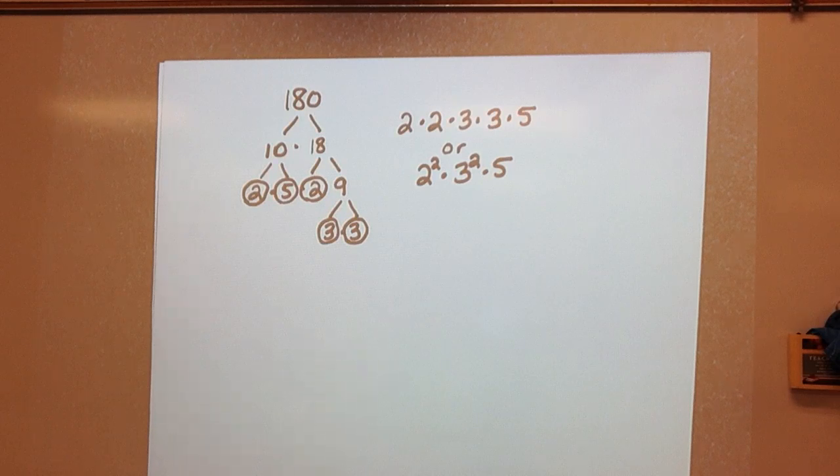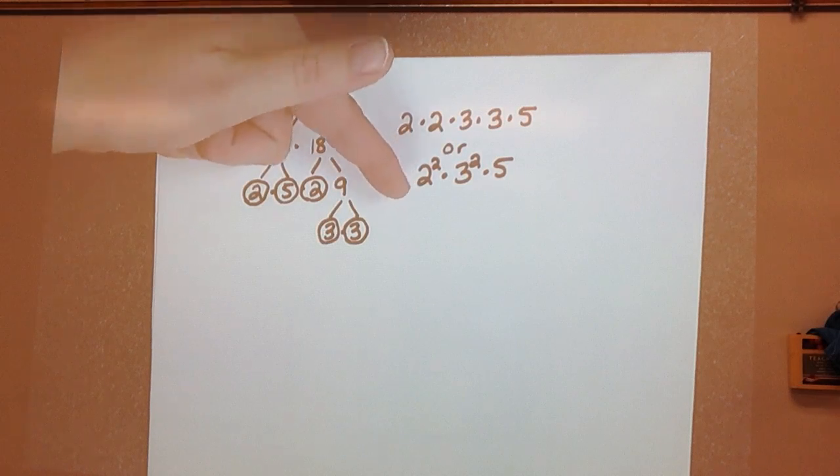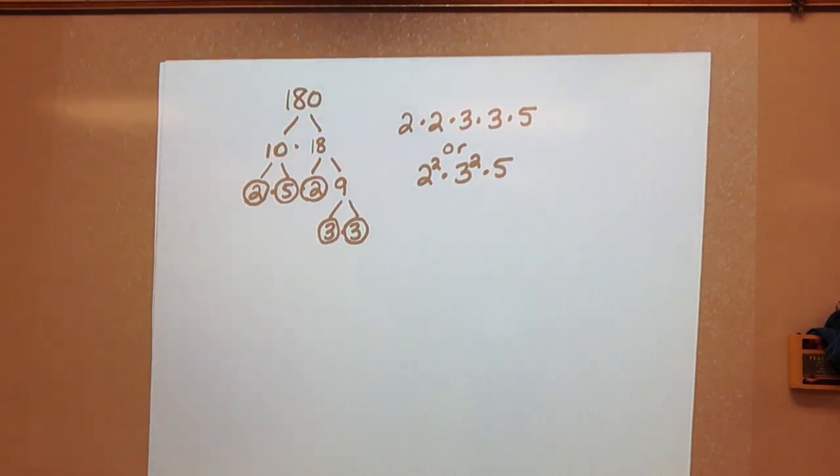You may see it written either way. More at the high school level, you're going to see it written this way. You're going to see it as the 2 squared times 3 squared times 5. Okay?